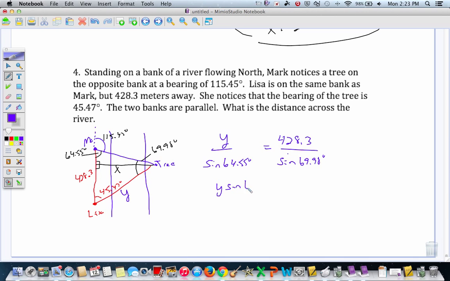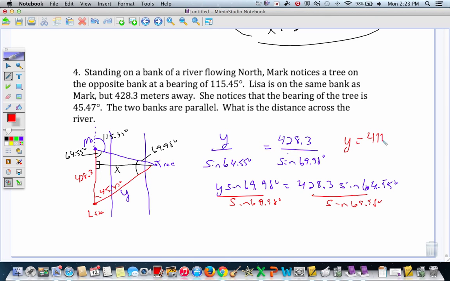I could cross multiply and solve here, so y times the sine of 69.98 degrees equals 428.3 times the sine of, oops, how about 64.55 degrees? Just making all sorts of mistakes over here, not paying attention to what I'm doing. So 64.55 degrees. I'll divide by the sine of 69.98, and we'll get, I'm going to put the information up here, side y is about 411.61 meters.